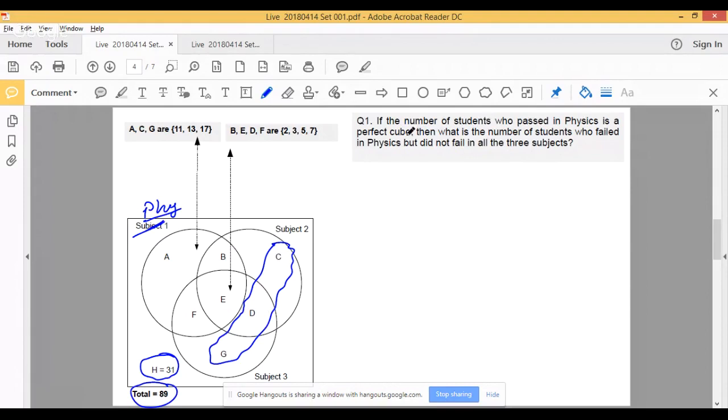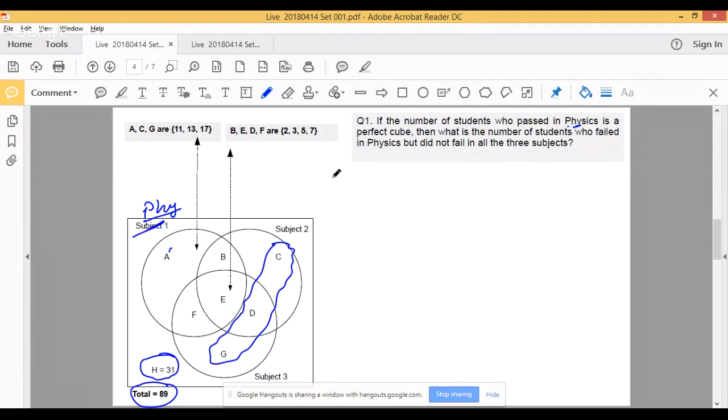What we know is the number of students who passed in physics is a perfect cube. This number is a perfect cube, right? Now, A is a two-digit number, and B, E, F are all single-digit numbers. So the total number of people who passed in physics will be a two-digit number because the total itself is a two-digit number, right?